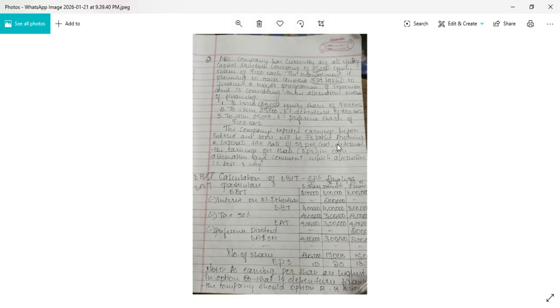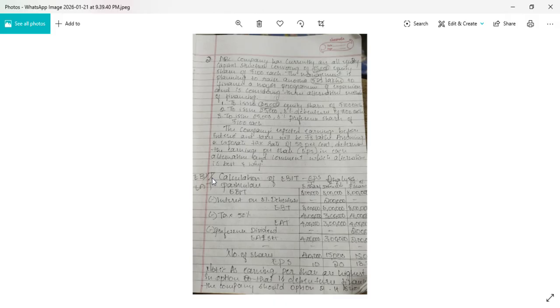The next they have given: determine the earnings per share in each alternative and comment which alternative is the best and why. So first we have to identify how much is our EPS. Then next we have to comment which option is best in all three options. And we have to suggest why it is best. So first we'll start with the solution.